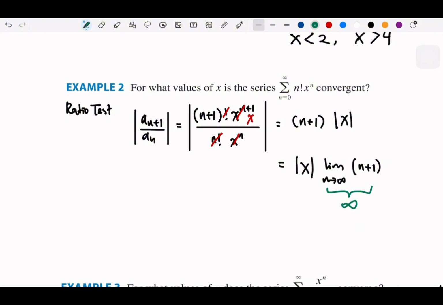Okay. So the only way we could say this series converges is only when x equals 0. Okay, so this is another case. When you take the limit, you evaluate it as infinity, and you have this x, then this x can only converge when it's equal to 0.